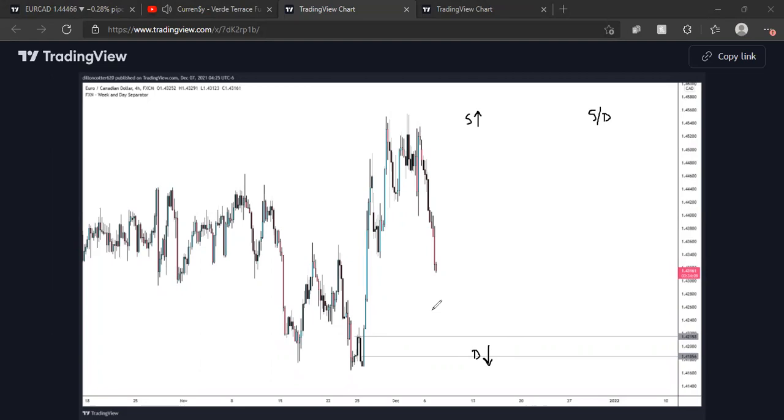When you're looking at demand areas, you want them at a low point so you can look to be a buyer. And when you look at supply areas, you want them at high points, so you can be a seller. So supply is high, demand is low, but supply we're selling and demand we're buying.